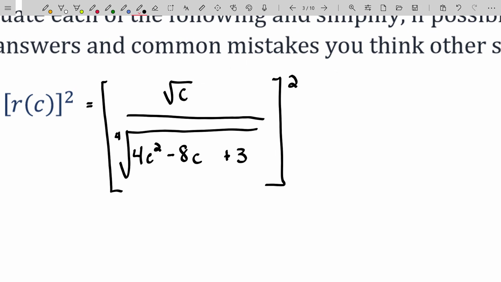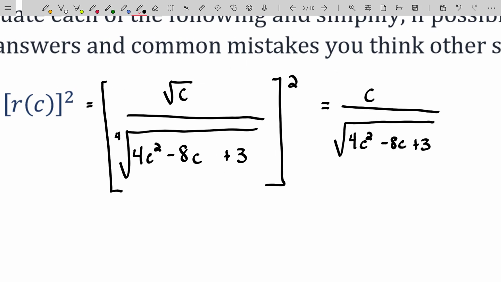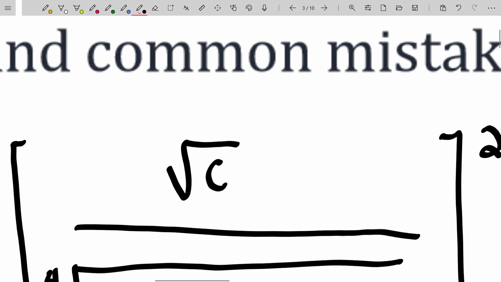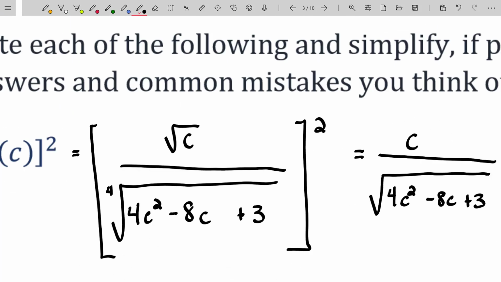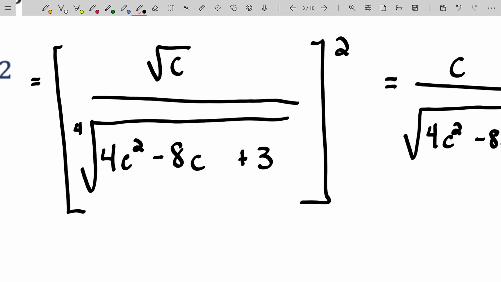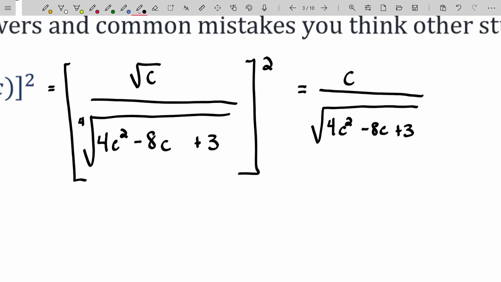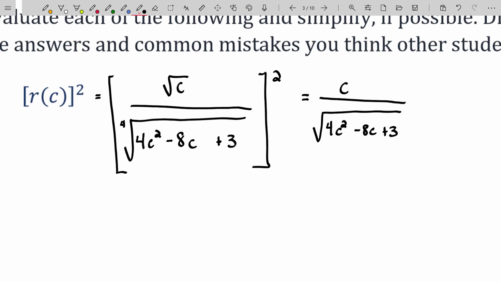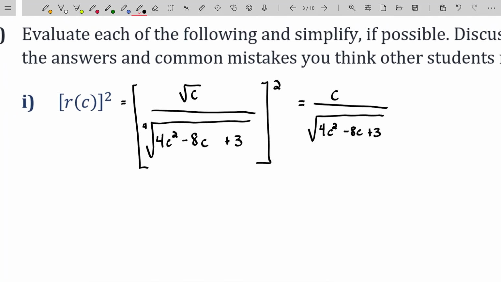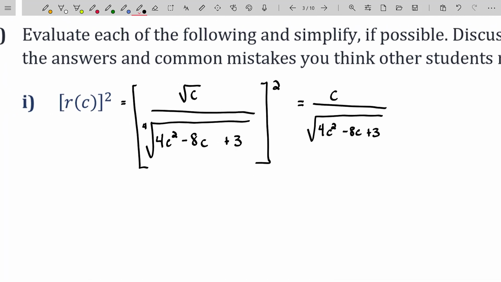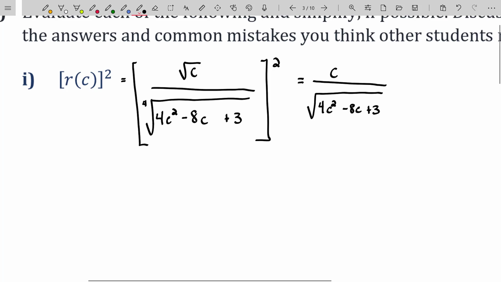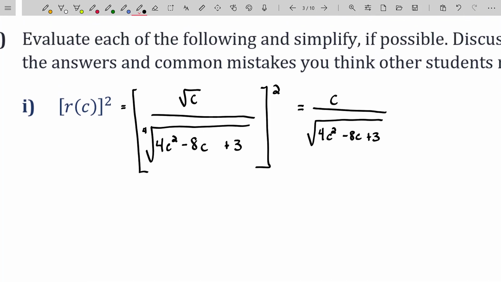The square can be applied to both numerator and denominator here. In this case, when you square a square root, that becomes just c. When you square a 1/4 power, it becomes a 1/2 power or a square root. And that's about as good as it gets. That's what r of c squared is. So far, nothing big. What are the common mistakes I think are going to happen?